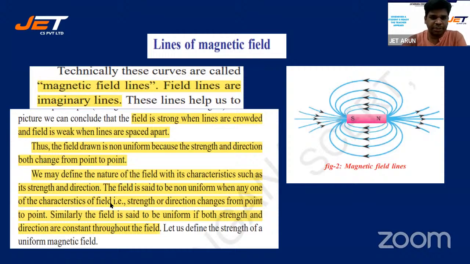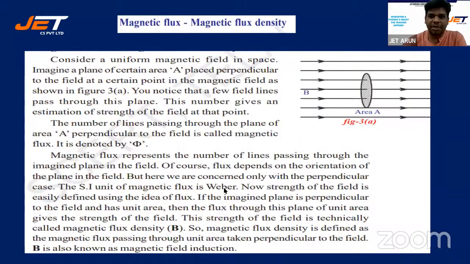All right, now let's look at this one. The field is said to be non-uniform when any one of the characteristics of the field, that is strength or direction, changes from point to point. Similarly, if the field is uniform, both strength and direction are constant throughout the field. Here is a field pattern of a uniform field. Look at this. Spacing is uniform and the direction is constant. Direction is from left to right and the spacing is uniform. If the spacing is not uniform, then it is definitely a non-uniform magnetic field. But if I have to represent a uniform magnetic field, this is the only representation, students.